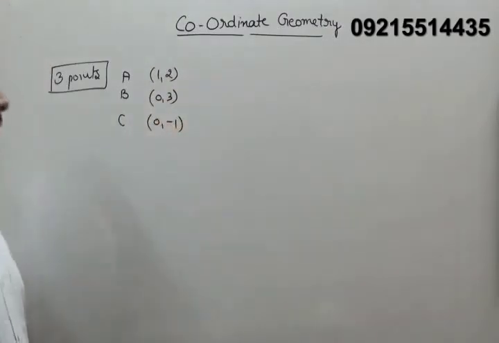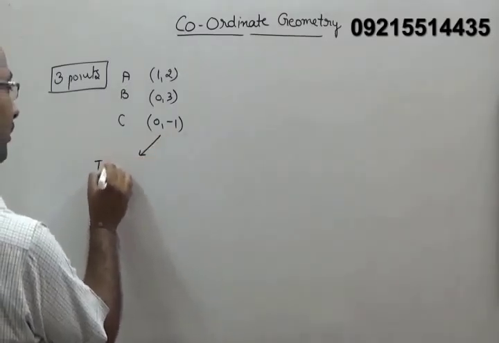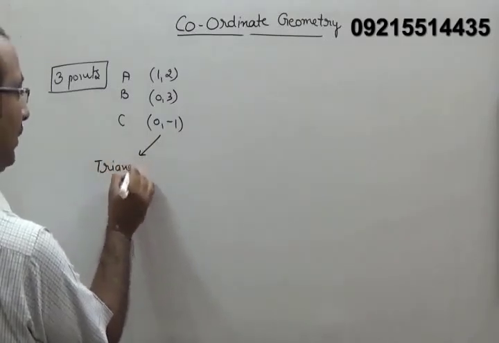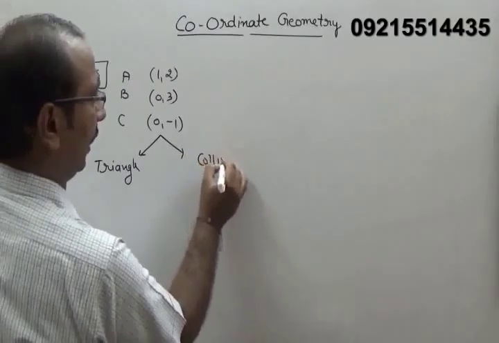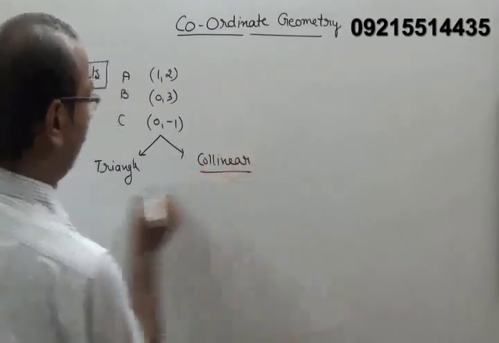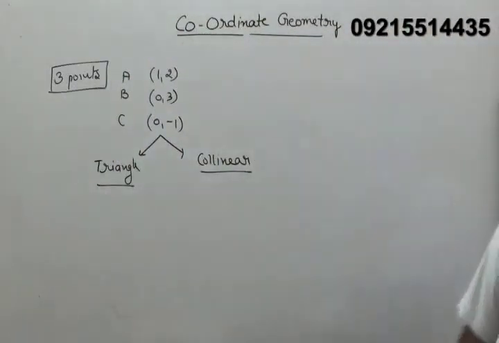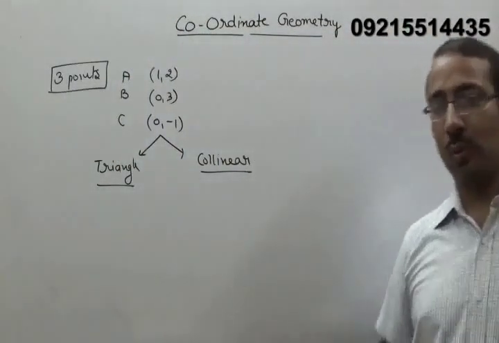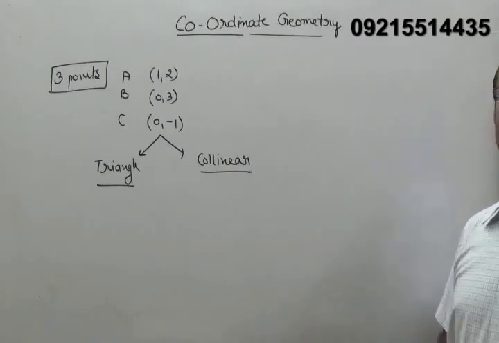Now we know that when 3 points are there, we have two types of cases. Either we can make a triangle by joining all the 3 points, or the 3 points may be collinear. So two things can be made. When 3 points are given, either we can draw a triangle with the help of the 3 points, or all the 3 points will lie on the same line. We say they are collinear.